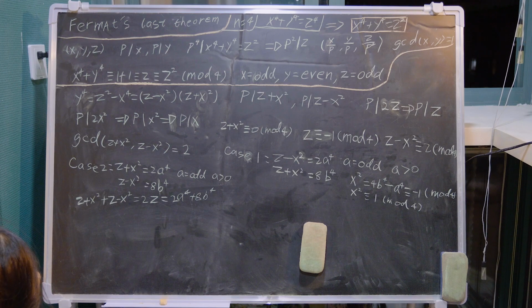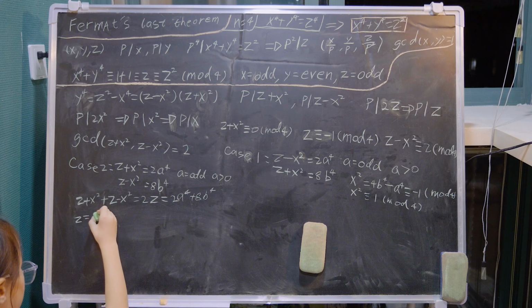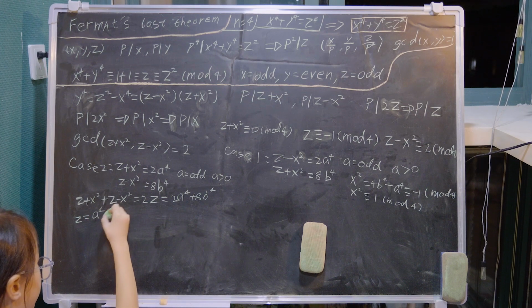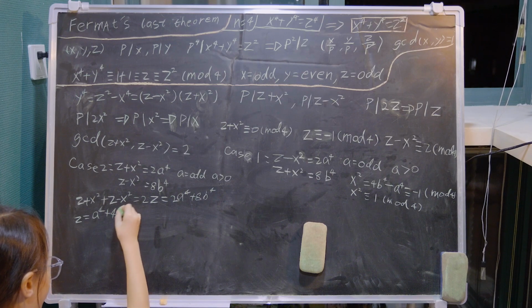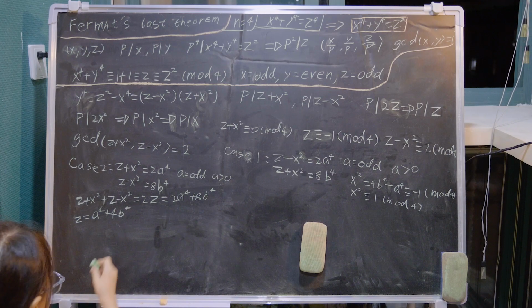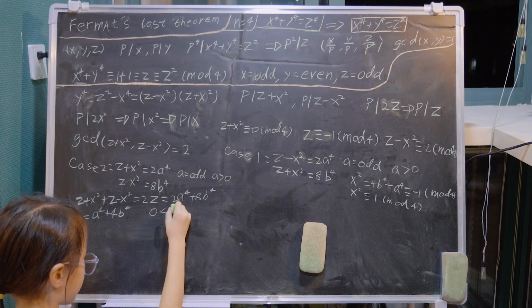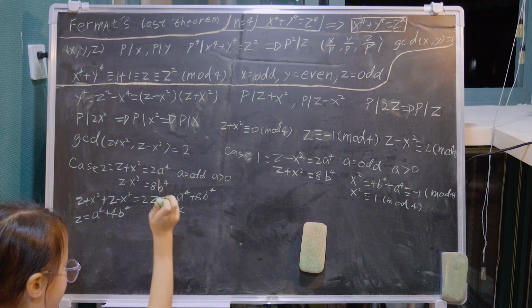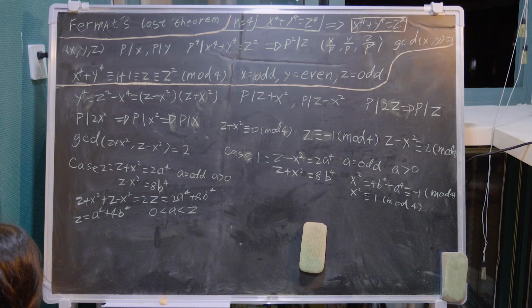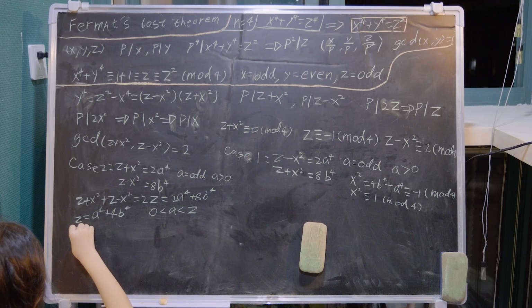So now we can change it to z is equal to a to the 4 plus 4b to the 4. So that means z. Sorry. Yeah, a is greater than 0, and a is less than z. So let's see. Now we are almost done.